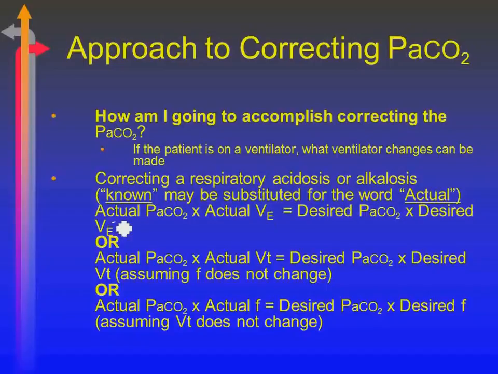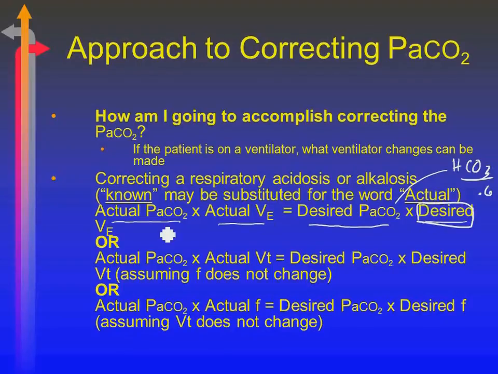And what I have here is my actual PaCO₂ times my actual minute volume that was measured at the time of that blood gas being drawn. My desired PaCO₂, which is bicarb divided by 0.6, times my desired minute volume. So this is what I'm going to be solving for, this desired minute ventilation. I can substitute in, instead of minute ventilation, tidal volume, or I can substitute in respiratory rate.